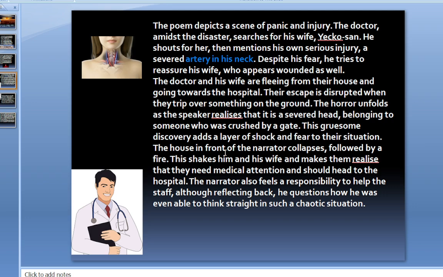The house in front of the narrator collapses, followed by a fire. This shakes him and his wife and makes them realize that they need medical attention and should head to the hospital. The narrator also feels a responsibility to help the staff, although, reflecting back, he questions how he was even able to think straight in such a drastic situation.